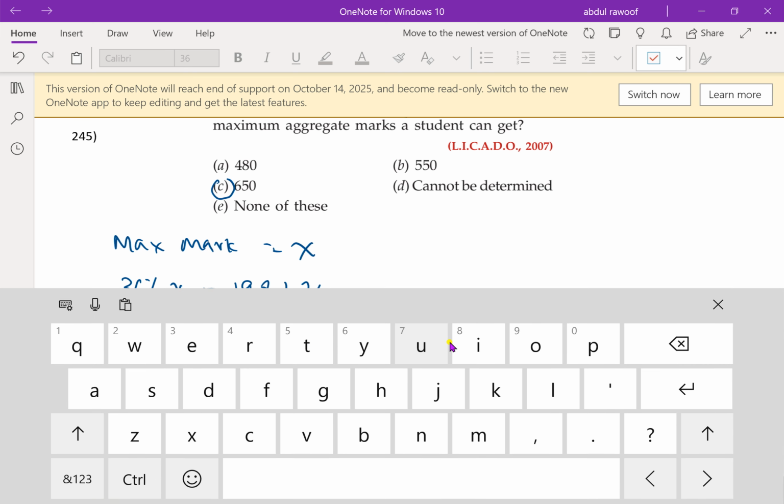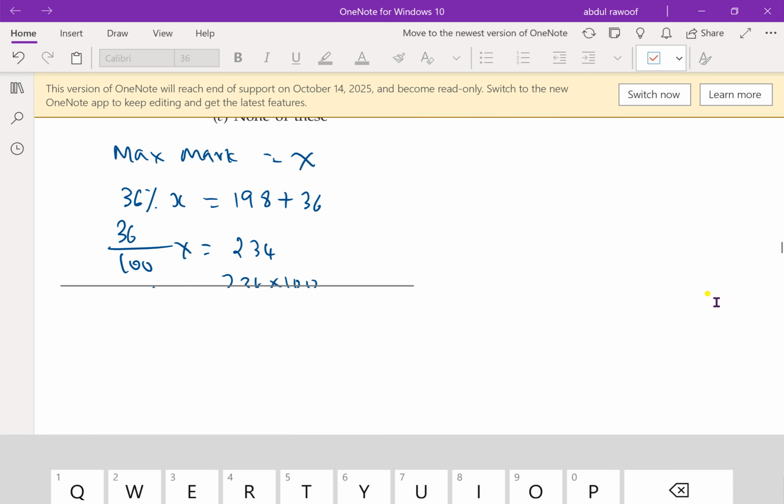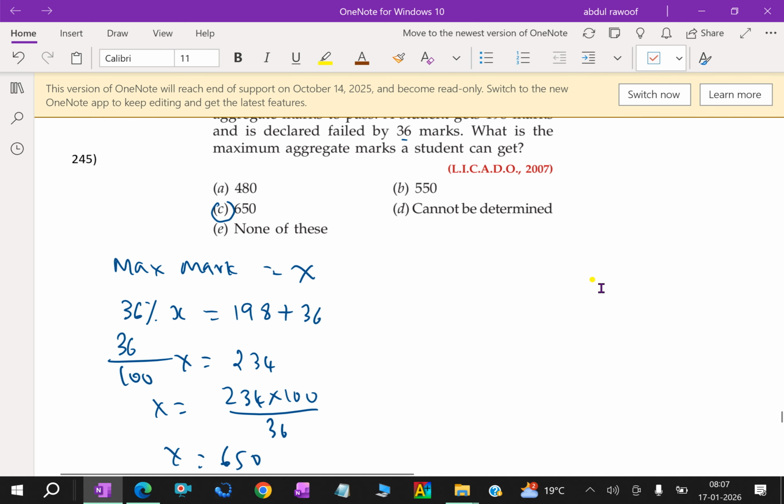So far we discussed some quantitative aptitude test questions for many competitive exams regarding percentage.